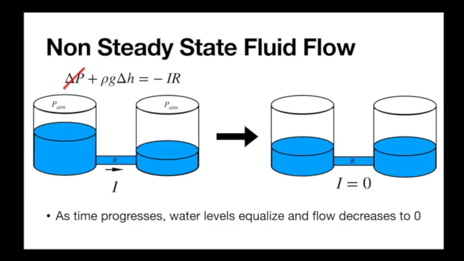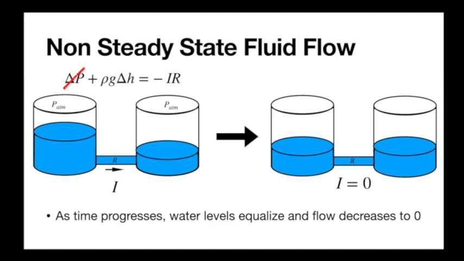Well, if both are open to the atmosphere, there is no pressure difference. And so our Bernoulli's equation at this point is really simple. It's just rho g delta H equals minus IR. And we get what we expected. The higher the height difference, the more current we get, right? So we start out with this maximum delta H. As water flows from one side to the other, delta H shrinks. And if delta H goes down, you can see from this equation, I must go down as well.